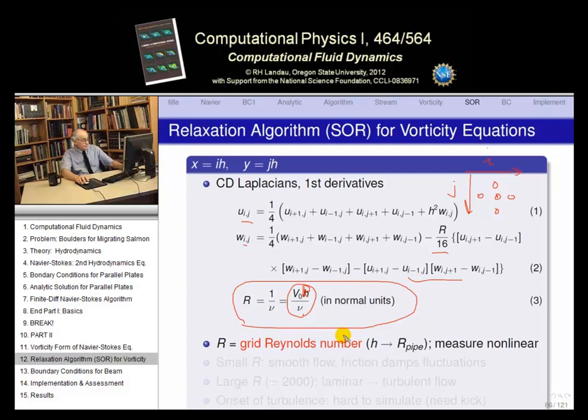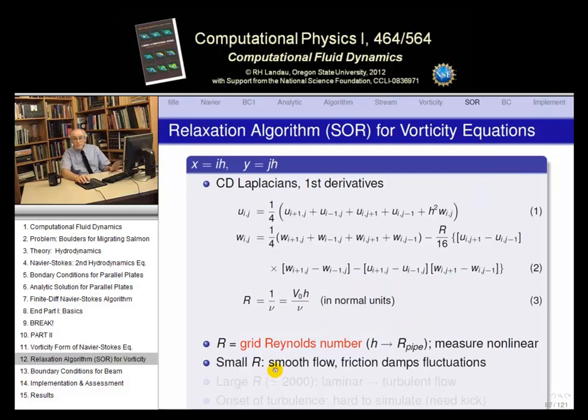Turns out that a small Reynolds number means that we have smooth laminar type flow, friction damping any fluctuation. So we could get little ripples, but they damp out very quickly. Little curls, but they damp out quickly. If you get large R, large Reynolds number, and this is Reynolds grid number, say around 2,000, then what was laminar flow is turbulent. So with large R, which now you can calculate, there's nothing unkosher about it, you just do the calculation, it's a nonlinear calculation, you'll get turbulent flow.